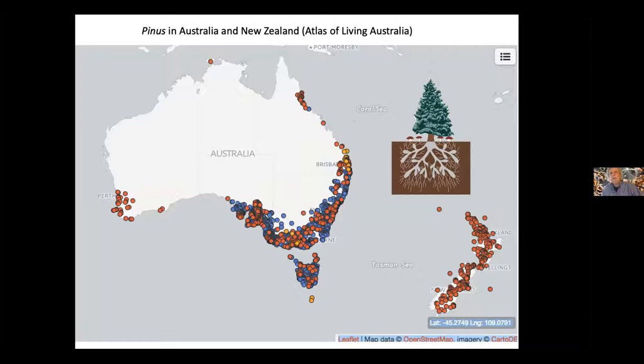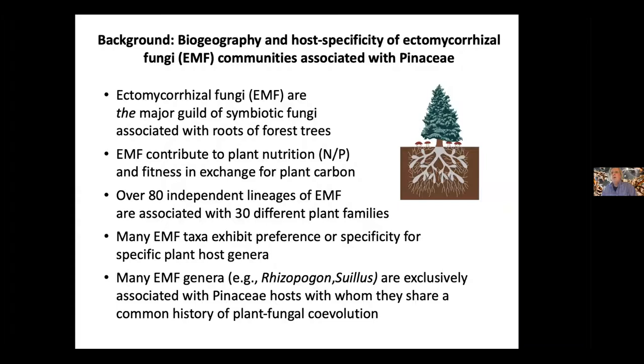In fact, pines follow humans. They're a good example of a synanthropic association with humans. So our interest in pines, of course, is that they are associated almost exclusively with ectomycorrhizal fungal communities. And so I just want to give you a little bit of background. EM fungi are the major guild of symbiotic fungi occurring with roots of many forest trees and particularly pines.